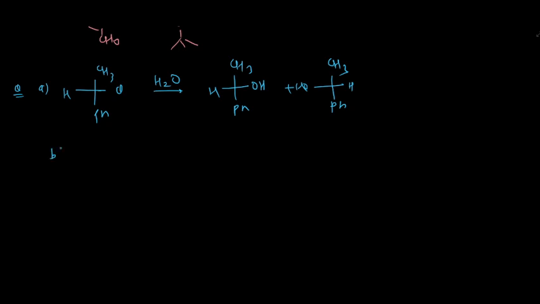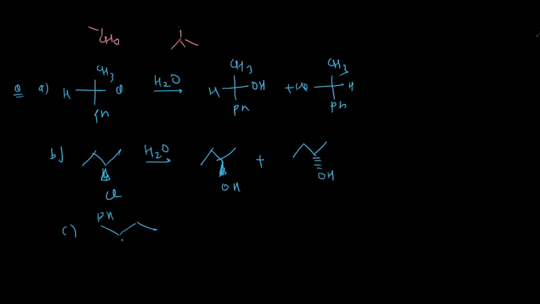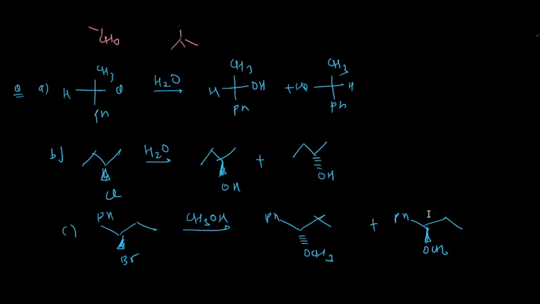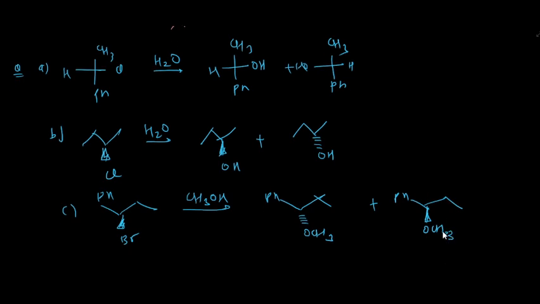Let's see the second question. We have this chlorine and H2O. So again it is SN1, so it will form OH. Then we have a phenyl group attacking with bromine, forming CH3OH. So bromine will be replaced like this. These are all very similar types of questions, in this order, to practice. Okay, this OCH3 compound will form.